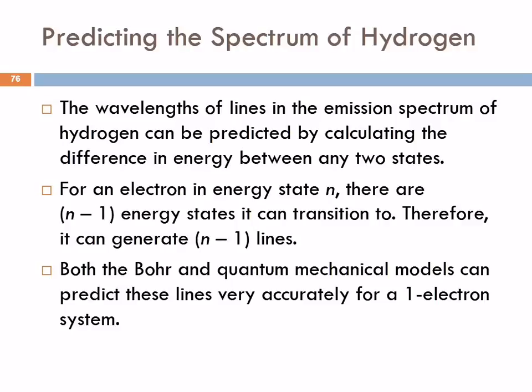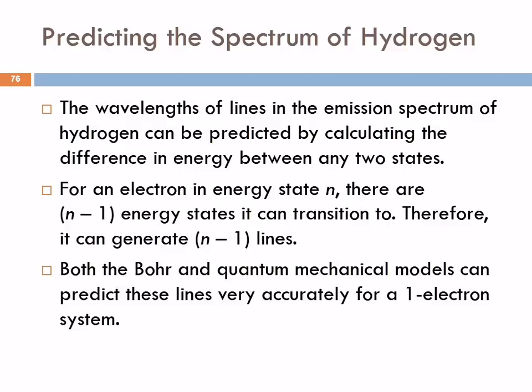We can predict the wavelengths for hydrogen. Hydrogen is simple, and we can actually calculate the energy differences, and we can figure out what principal quantum numbers are changing when the electron relaxes to a lower energy state. So for an electron in some energy state n, there are n minus 1 energy states it can transition to. Therefore, it can make n minus 1 lines. So if it has n equals 3, it could go from 3 to 2, that's one transition. It could go from 3 to 1, that's a second transition. There are two possible transitions.